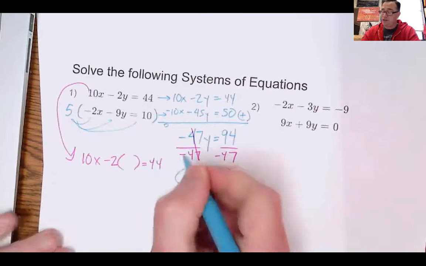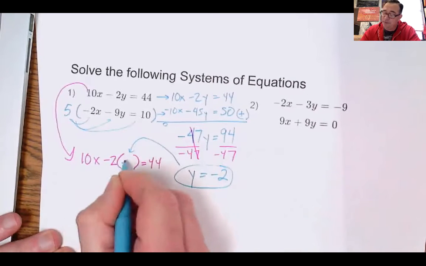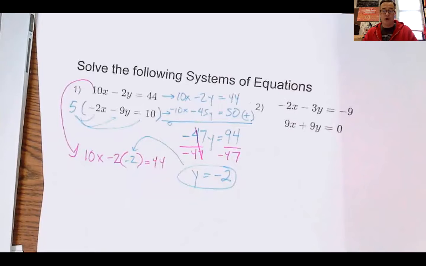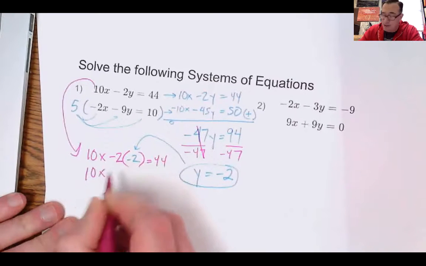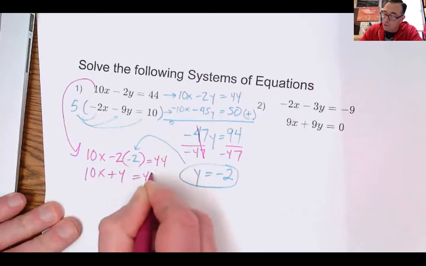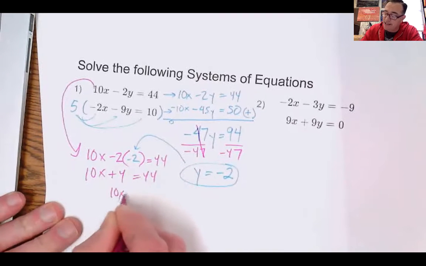And now if I just sub that guy in, put the -2 in there, ready to roll. And I'm living on caffeine as well. So here we go. 10x plus 4 equals 44. Subtract that to the other side, I get 10x is equal to 40.